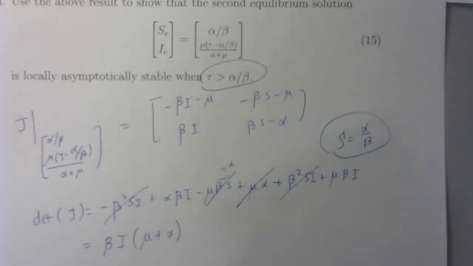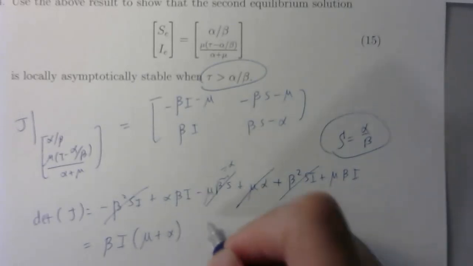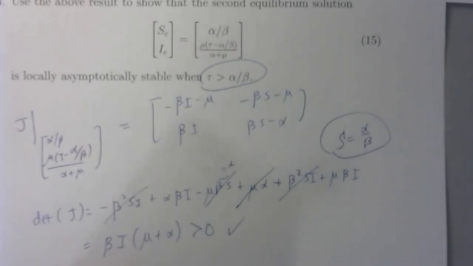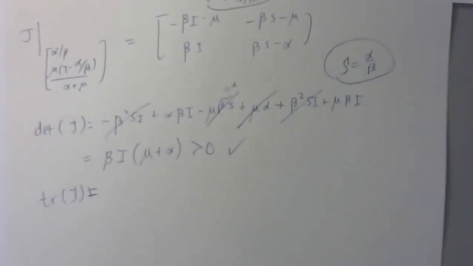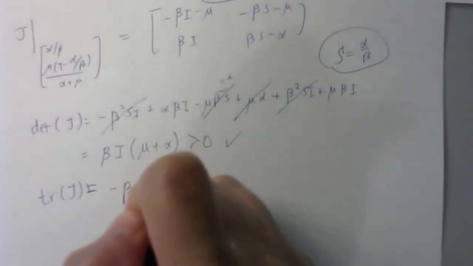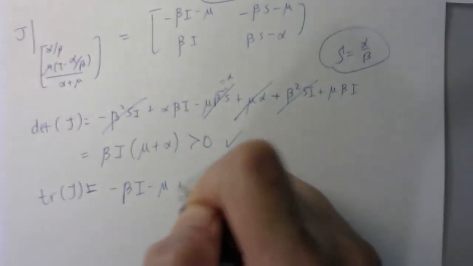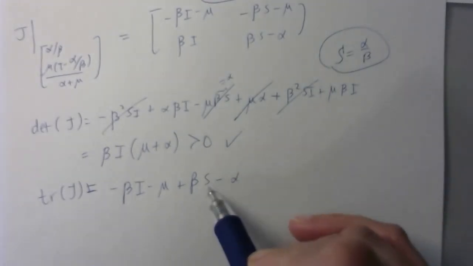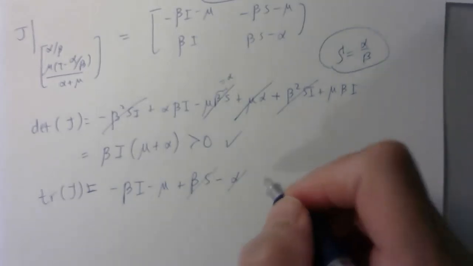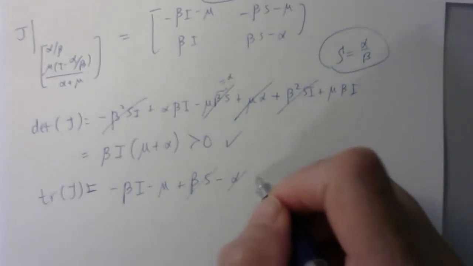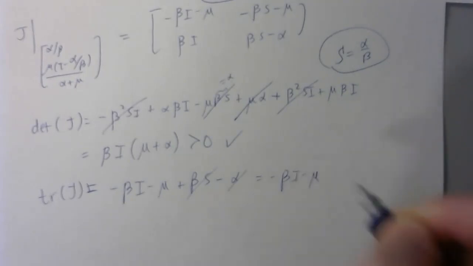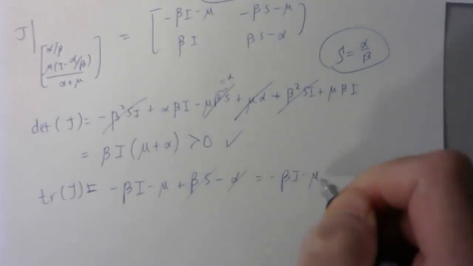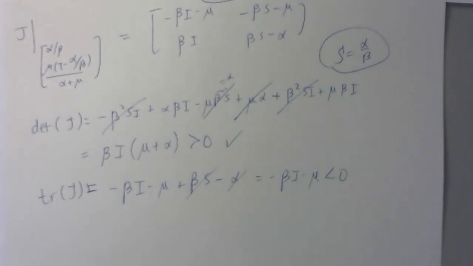Beta is always positive, mu is always positive, alpha and I are always positive. Check. And the trace of the Jacobian, what's that going to be? That's going to be minus beta I minus mu plus beta S minus alpha. So again, we know that beta S is equal to alpha, so these guys cancel. So I'm just left with minus beta I and minus mu. All those numbers should be positive. They have negatives in front of them, so they're all less than 0.